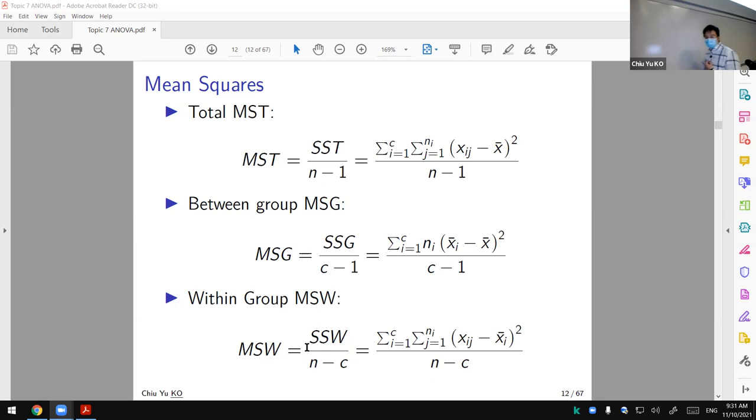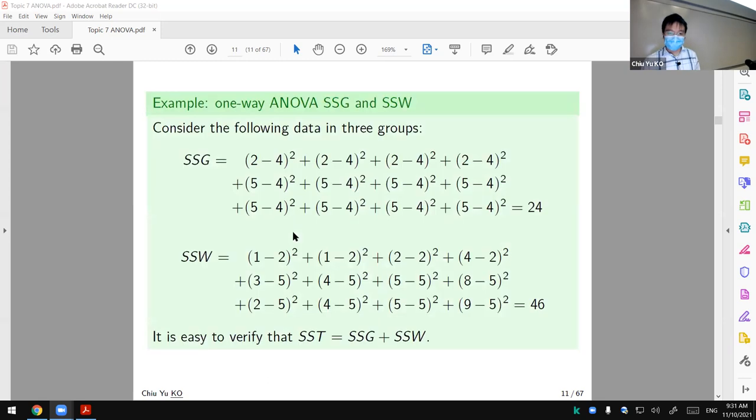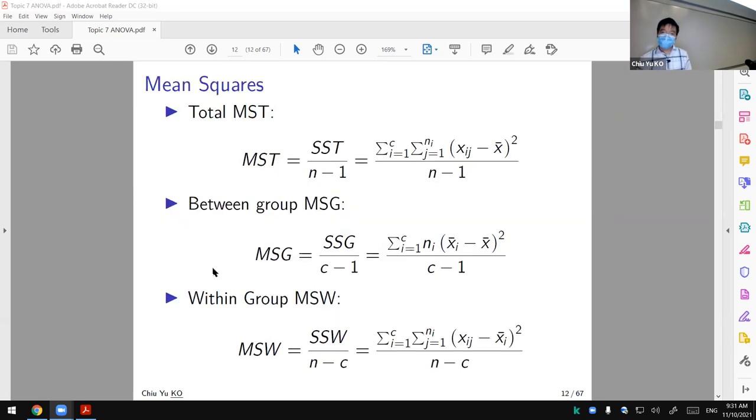Okay, so what we are doing now is trying to divide, because we have the sums SST, SSG, and SSW. Okay, so SST is actually nothing but the standard sample variance, right? With n observations, that's why you divide it by n minus 1, okay? They call it the mean square error, and you can consider that one of the ways you estimate sigma. This is the estimator for sigma squared, okay?